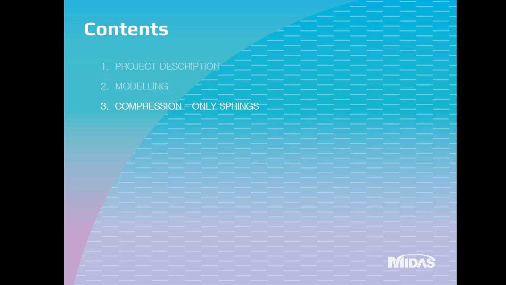Third, compression-only springs. These are the boundary conditions that we're going to use to simulate actual soil conditions. Fourth, hydrodynamic loads. These are the effect of sloshing of liquid under earthquake. And fifth, converting load combinations to load cases. This is a feature of MIDAS Gen that we'll be going to use in this discussion.